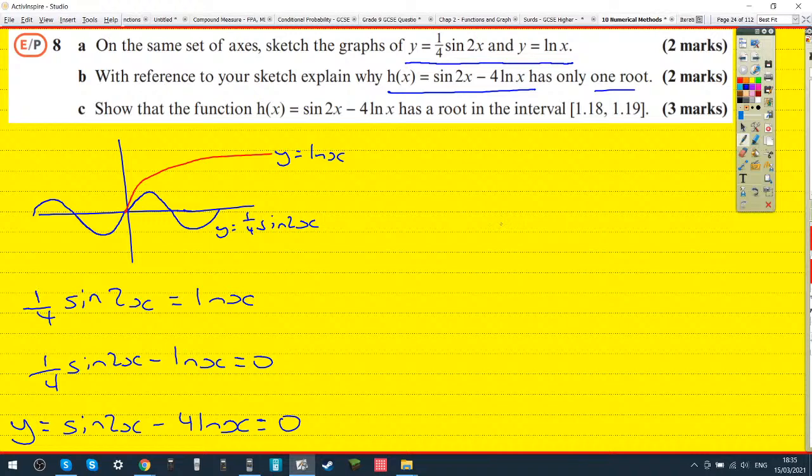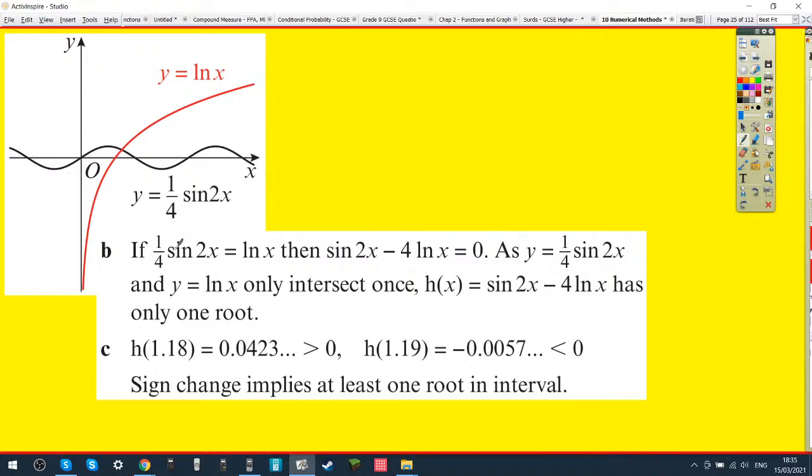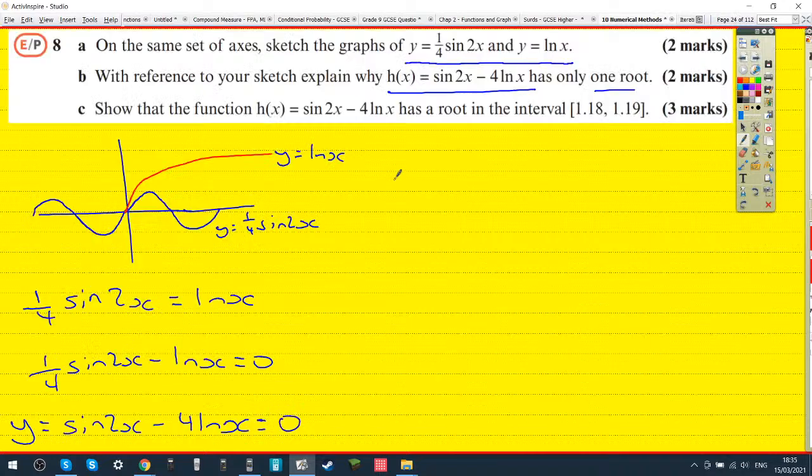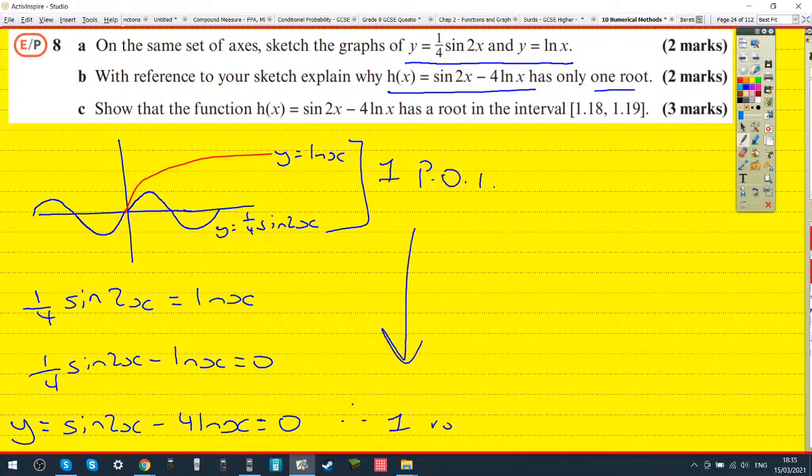Let's see. If a quarter sine 2x is equal to ln x, so they made them equal to each other, then they made it equal to 0 by multiplying by 4. As these only intersect once, then this has only one root. Okay. One point of intersection, therefore one root. Yes. Because this is what you get when you bring them together.